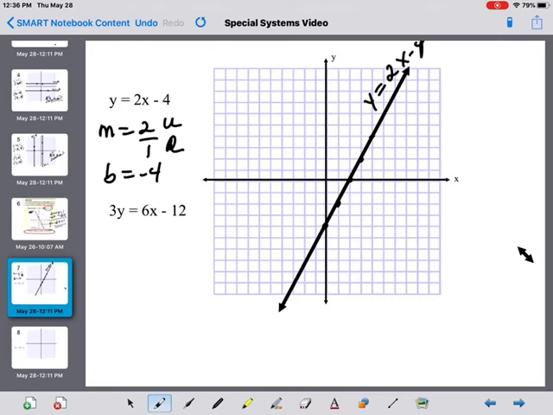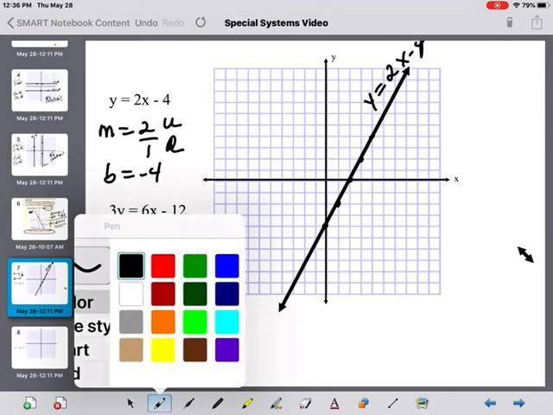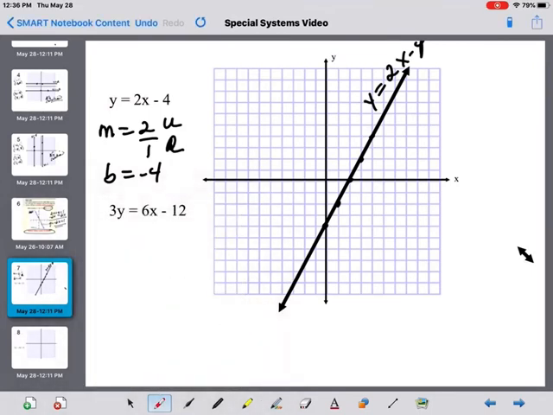If I take a look at the second equation, it's not in slope-intercept form. So I am going to have to solve for y. In order to solve for y, I would have to use my inverse operations. The opposite of multiplying by 3 is to divide by 3. Every single term gets divided by 3. So I wind up with y equals 2x minus 4.